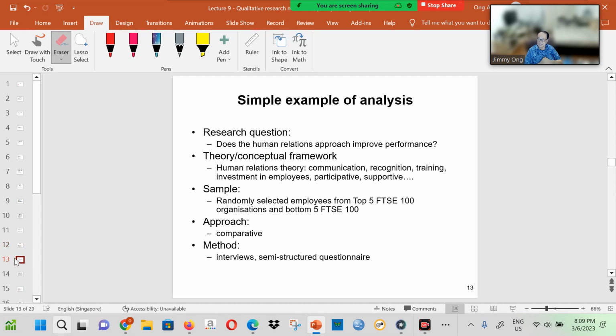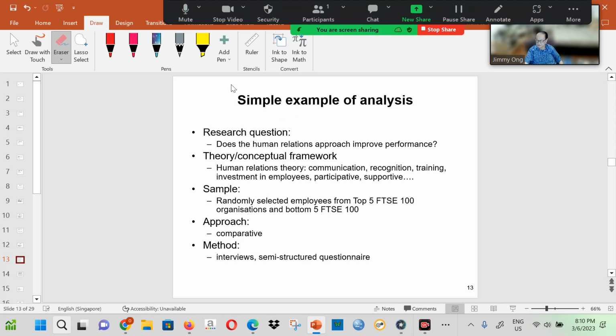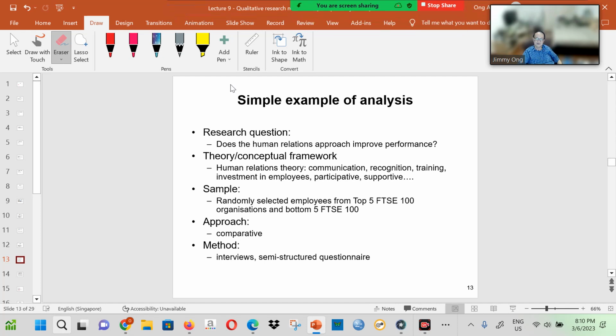Okay, some examples of analysis. So have a look. Last week I mentioned this PowerPoint, but this week is also very important. Next week is the last week. We only go up to lesson 10. So a simple example of analysis. Every time students ask for examples, right?